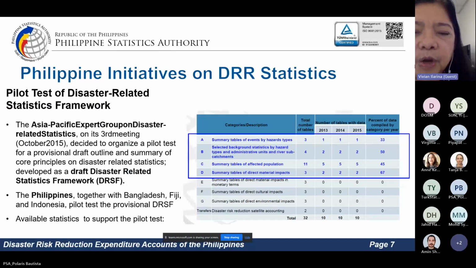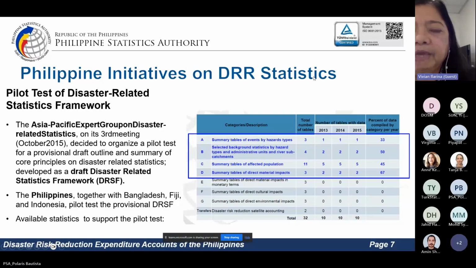So from here, we tried to address the problems. First, the problems on data gaps. Second, looking at proxy indicators, how to represent the required data. And third, looking at data that are overlapping, duplicating, and conflicting statistics.